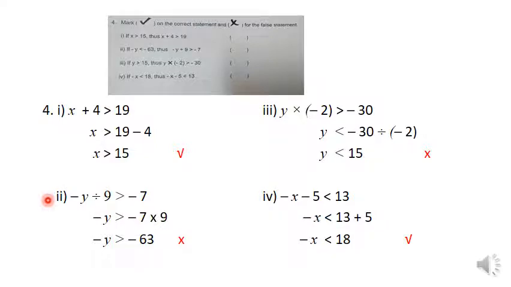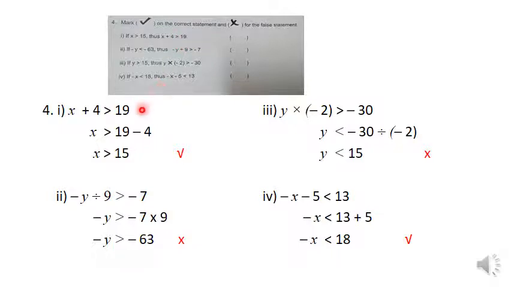The statement is false. Question number 4. Mark tick on the correct statement and cross for the false statement. Number 1. If x is greater than 15, thus x plus 4 is greater than 19. Is it correct, this statement?